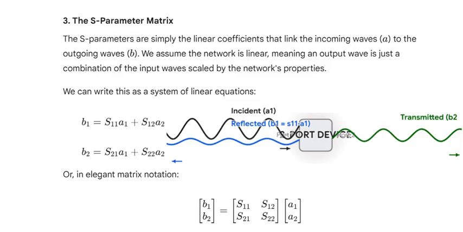The S-parameter matrix. The S-parameters are simply the linear coefficients that link the incoming waves, A, to the outgoing waves, B. We assume the network is linear, meaning an output wave is just a combination of the input waves scaled by the network's properties. We can write this as a system of linear equations. B1 equals S11 A1 plus S12 A2. B2 equals S21 A1 plus S22 A2, or in elegant matrix notation, shown here.